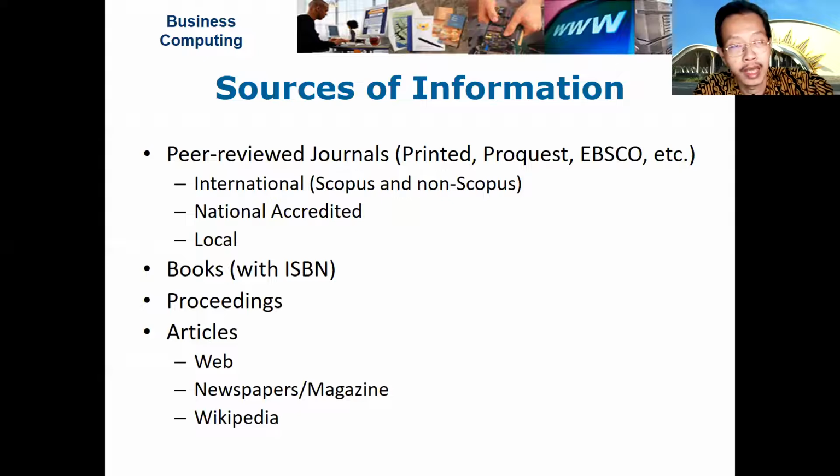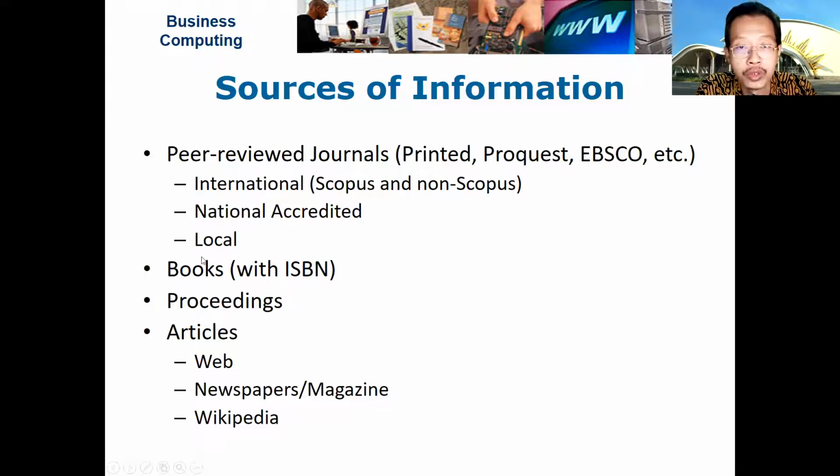Each journal title has, let's say, one edition every 3 months. So it contains all those editions in EBSCO of that journal title. Each edition would contain several paper titles. Now, the highest level would be the international journals. It could be Scopus. This is a compilation of high quality journals, or it could be non-Scopus. It could be nationally accredited journals. It could be local journals.